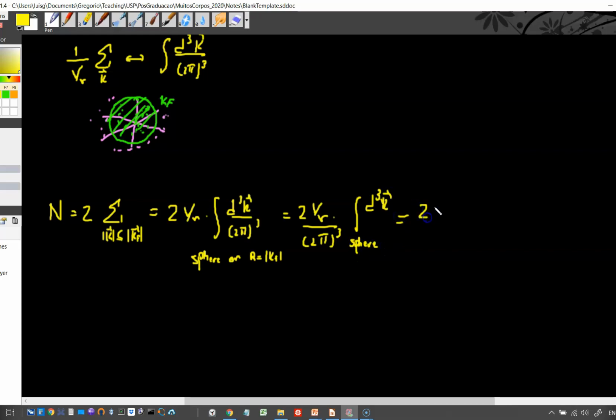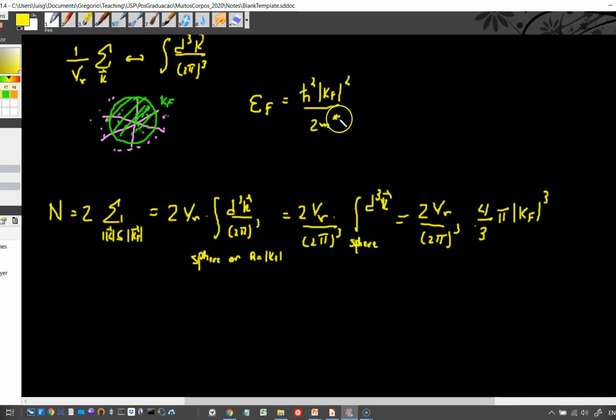So that would be 2Vr over (2 pi)^3 times 4/3 of pi, where the radius is kf, cubed, right? All right. So that should be equal to n. And remember that the Fermi energy is h bar kf squared over 2 times the mass, right? Okay, so let's continue that.